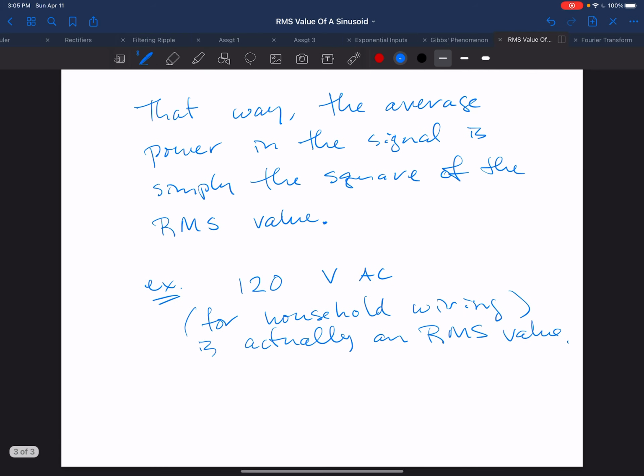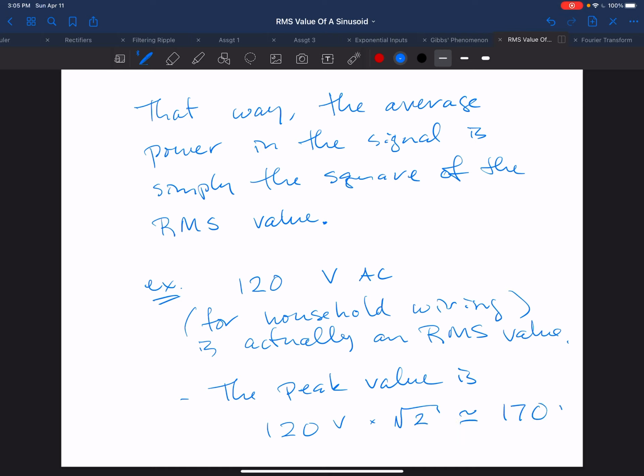So in fact, the peak value is 120 volts times the square root of 2, which is approximately 170 volts. So the sinusoidal voltage in our household electrical outlets has actually an amplitude of about 170 volts. The 120 volts that we commonly use is the RMS value.